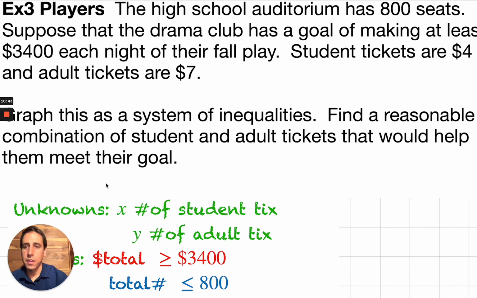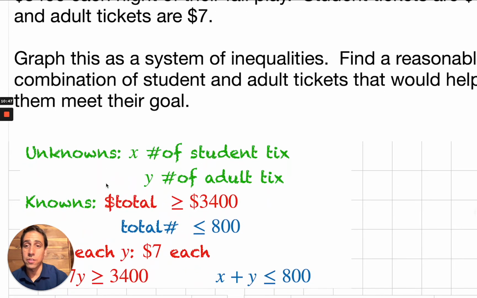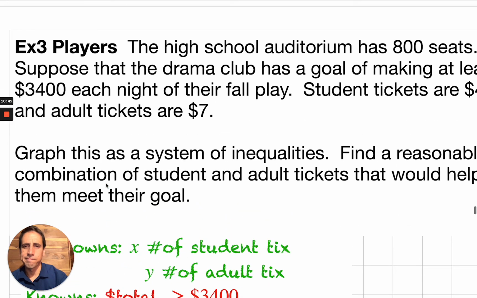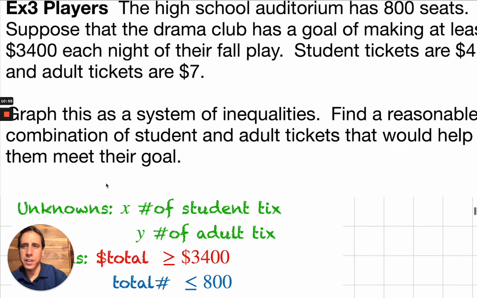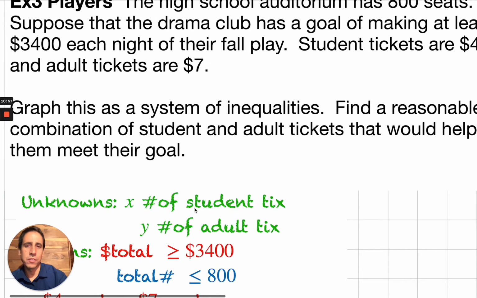First step is to figure out your unknowns and your knowns. What don't we know? We don't know how many of each they're going to be selling. It's kind of tricky to figure out from the word problem, but we have student tickets and adult tickets. I don't know how many of each you're going to sell. We do know their cost. We don't know how many. So X is going to represent, for me, the number of student tickets, and Y will represent the number of adult tickets. Super important here.